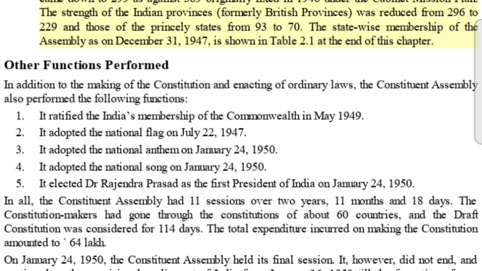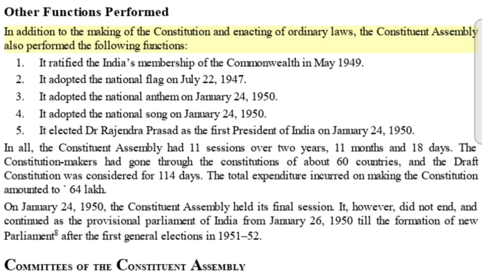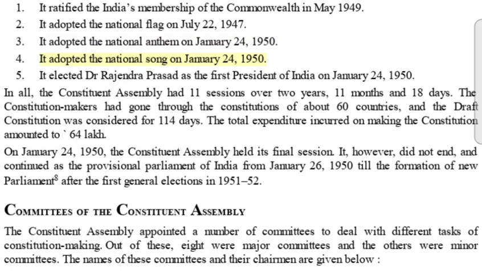Other functions performed: in addition to the making of the Constitution and enacting of ordinary laws, the Constituent Assembly also performed the following functions: 1. It ratified India's membership of the Commonwealth in May 1949. 2. It adopted the national flag on July 22, 1947. 3. It adopted the national anthem on January 24, 1950. 4. It adopted the national song on January 24, 1950. 5. It elected Dr. Rajendra Prasad as the first President of India on January 24, 1950.